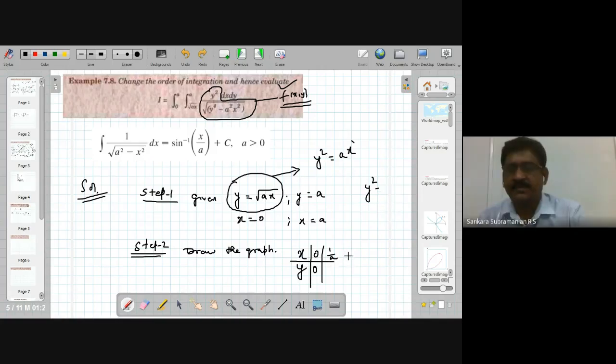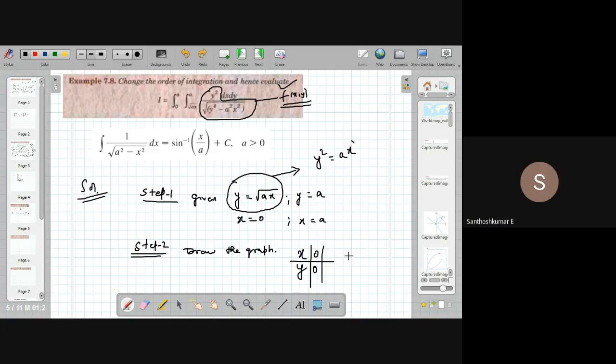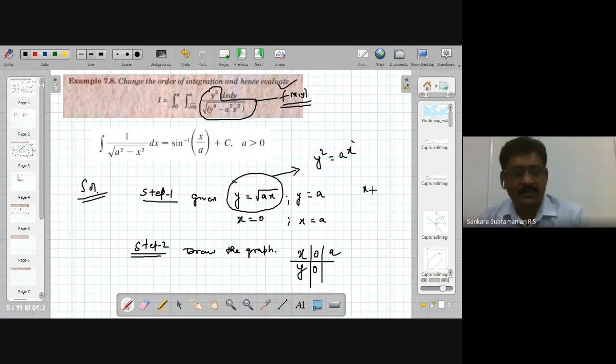That's also correct. x is equal to a போட்டோம்னா y square equal to a square னு வரும். y is equal to plus or minus a. That is the right answer. So a போட்டோம்னா plus a வரும், minus a வரும்.